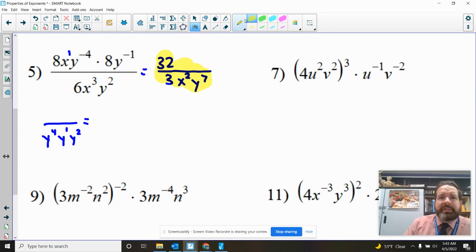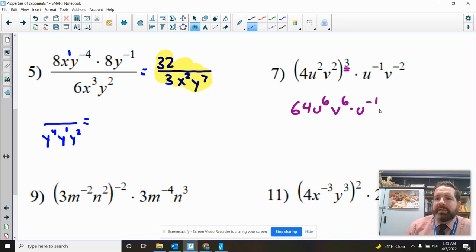Next up, let's see what we've got. I've got parentheses to deal with. So 4 to the third power is 64. U to the second to the third power, power to a power, multiply them. So that's going to be u to the sixth. V to the second to the third, that's power to a power, so multiply them. V to the sixth times u to the negative first times v to the negative second.